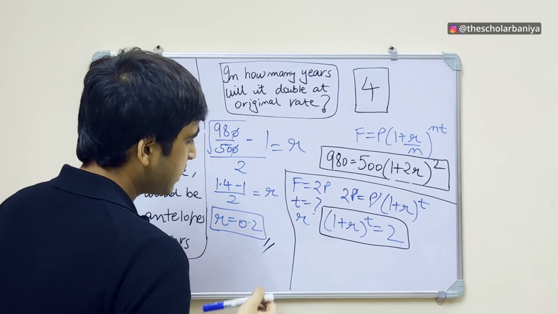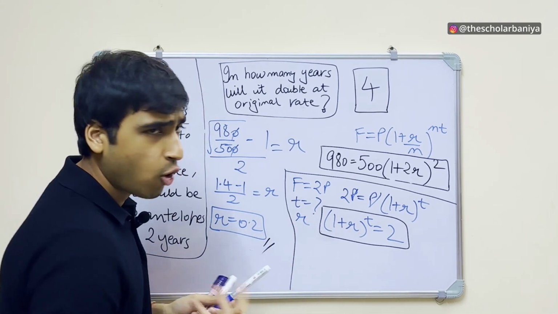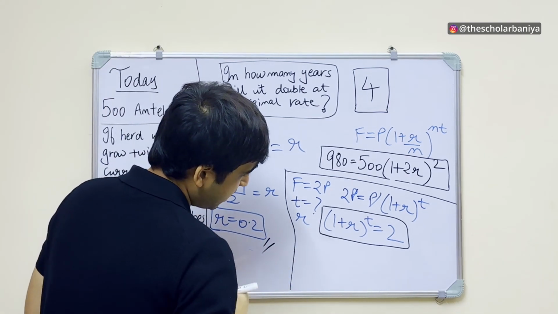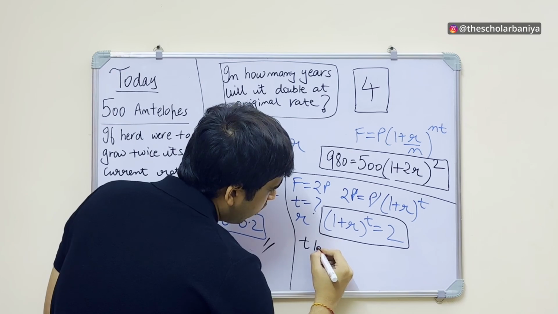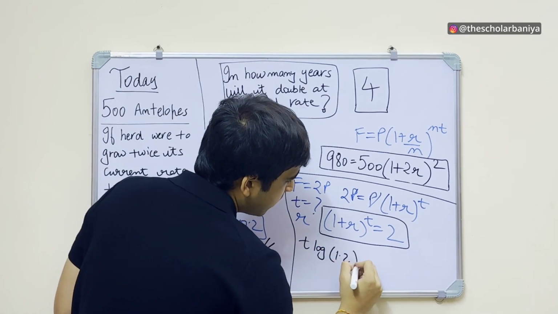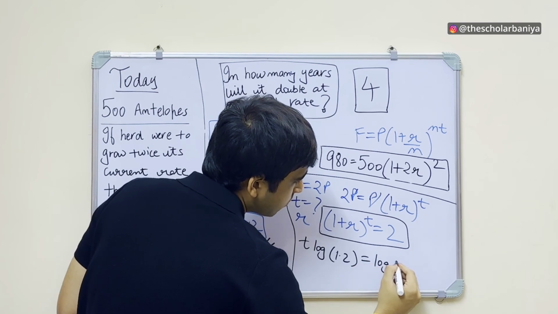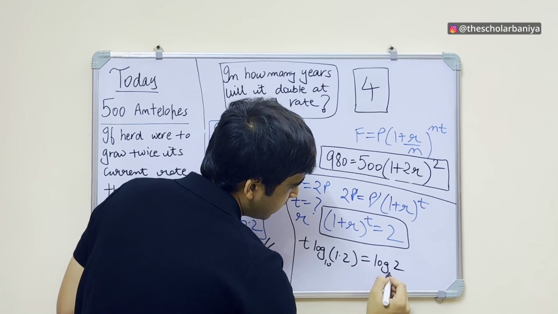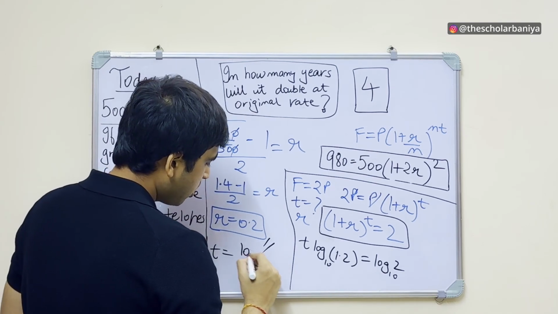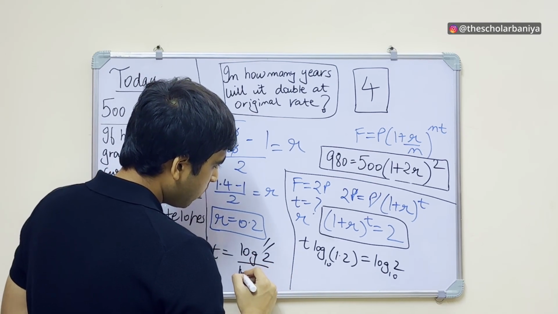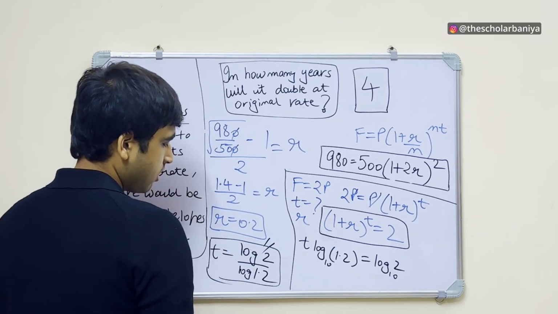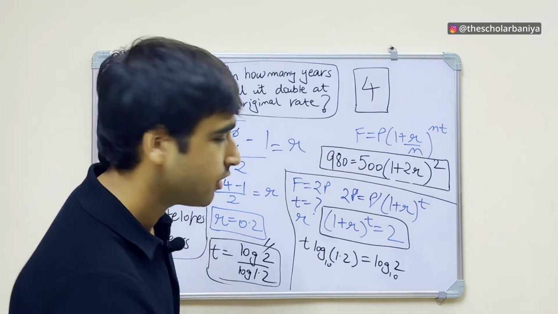So in this case, what we can do is that we can take log on both sides, right? So this becomes t log of (1 + r). 1 plus r is how much? 1.2, is equal to log of 2. This is all base 10, by the way. So what is t? t becomes log 2 upon log 1.2. So you can just solve this and you'll get the answer for this.